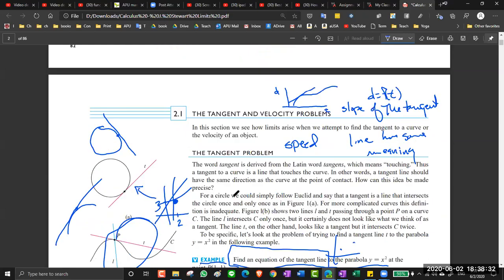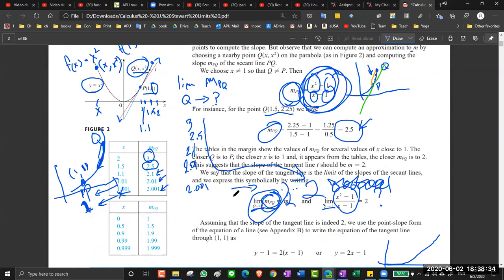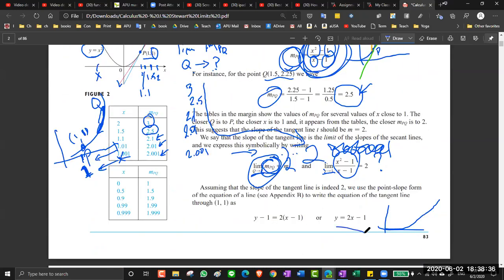Is that right? I think that's right. So what did they say? Let's see if I got it right. Yeah, there. Okay, so we could find the equation. But it was all kind of a guess. It was just a guess.